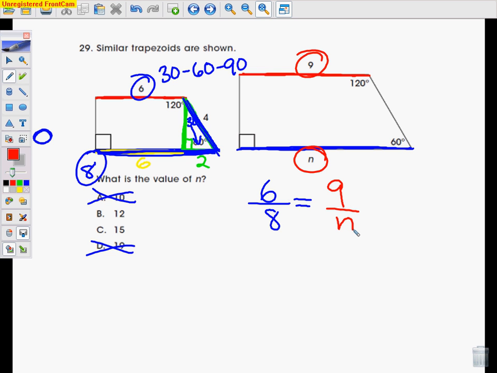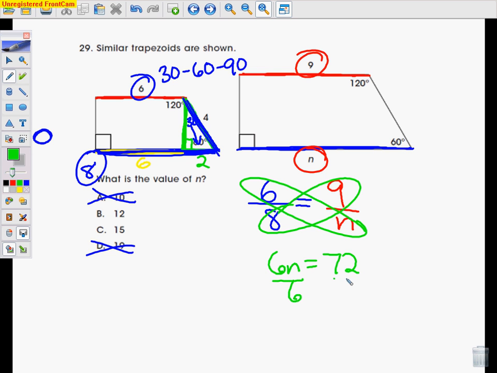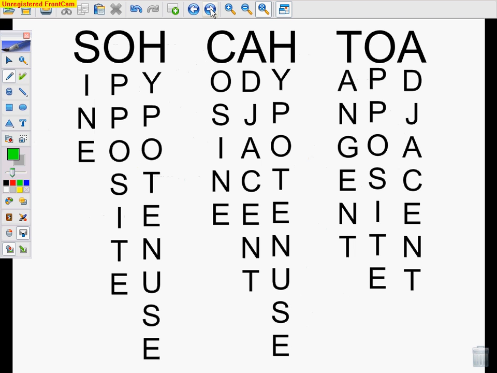Okay? From there, you can cross multiply. So what's 6 times n? Well, that's 6n. And what's 8 times 9? Well, that is 72. Divide by 6 on both sides, you get n equals 12. All right? So there's our answer. All right, and that's what we call cross multiplying. Most of you probably know about that. If you don't know about that, you might want to come in, get a little bit of extra help on that. Okay?